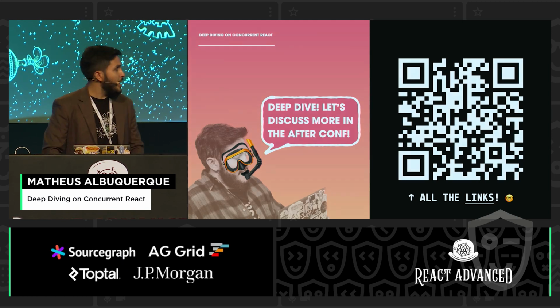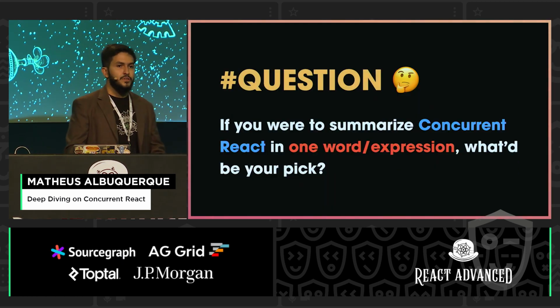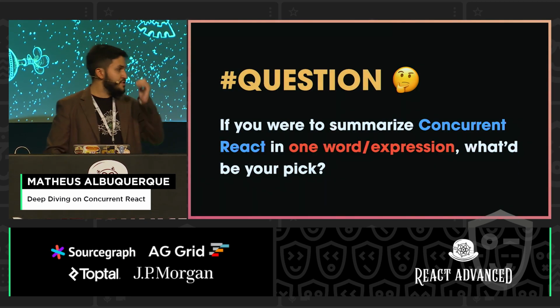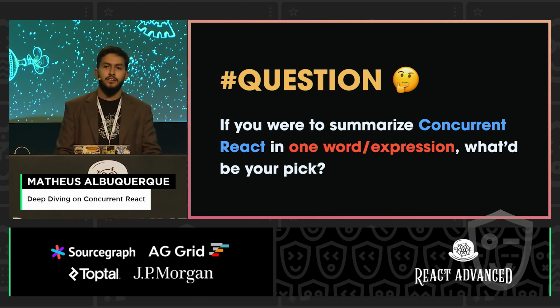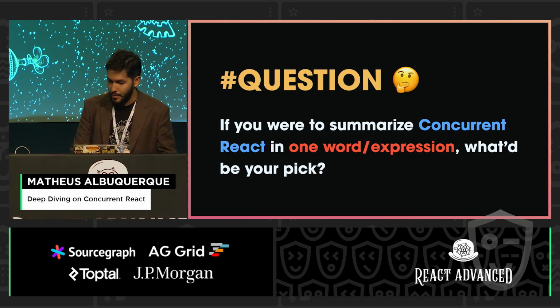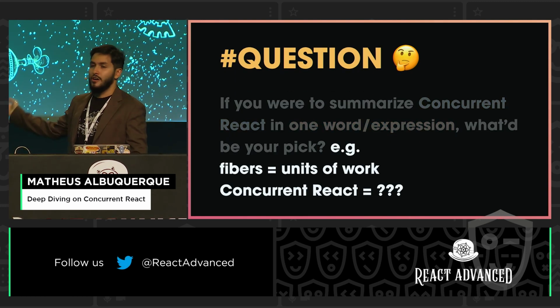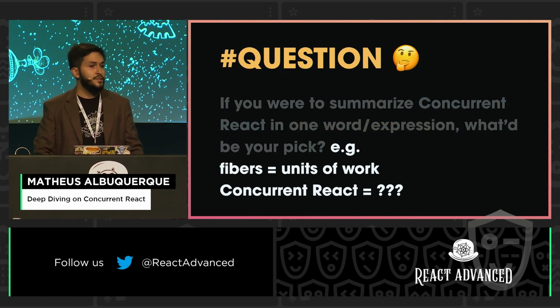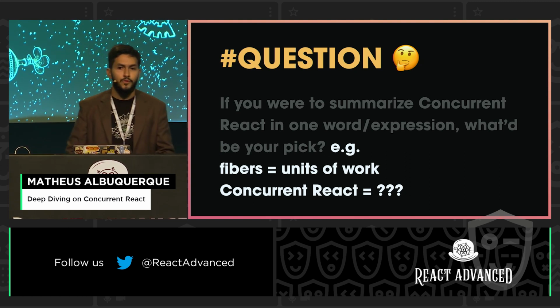So cool. I'd like to start by asking you, if you had to summarize Concurrent React in one word or expression, what would you go with? For example, we watched Tasia's talks, and we saw that fibers are units of work. So if you had to do a similar exercise with Concurrent React, what would you do?